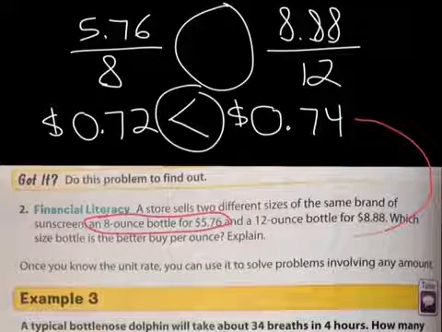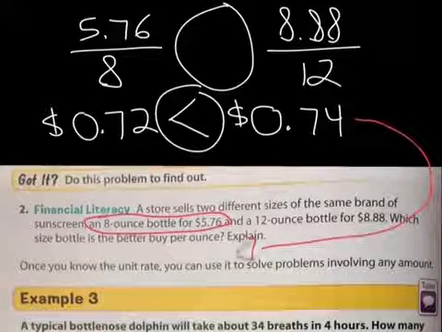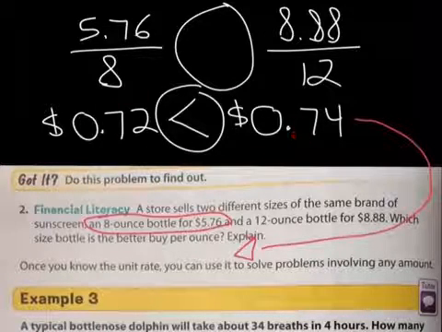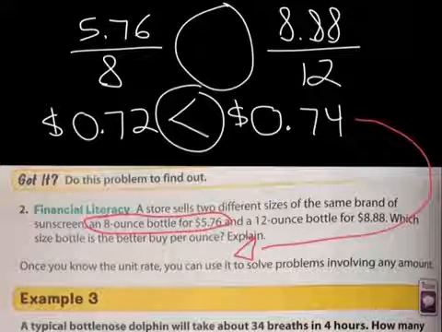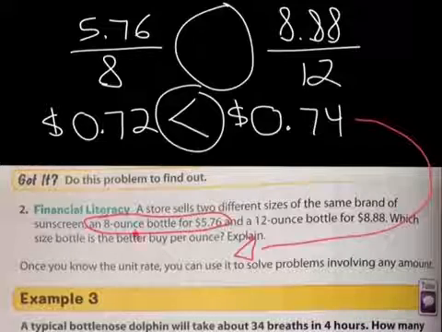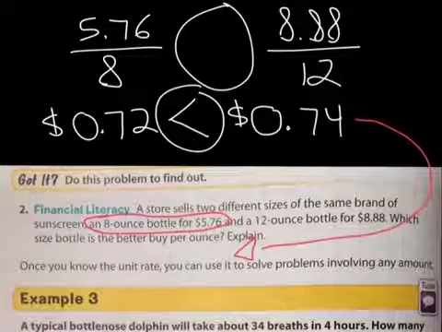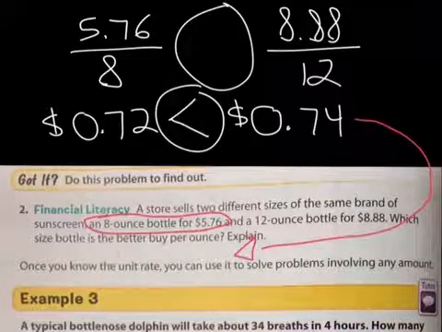Write this sentence right in there, this number expression, this comparison here, okay? And then write the first option is cheaper, or you can write 8 ounces for $5.76 is cheaper, or the better option. Please write that right in there.